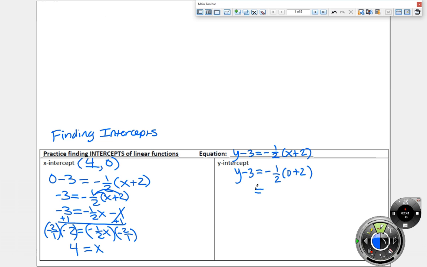So here, this is negative 1/2 times 2. And negative 1/2 times 2 is negative 1. And then we would add 3 to both sides. So we get that y is equal to 2. So our y-intercept is at the point (0, 2). So basic idea, this is from linear equations. So we didn't have to do anything fancy, taking square roots, squaring, anything like that. Okay?